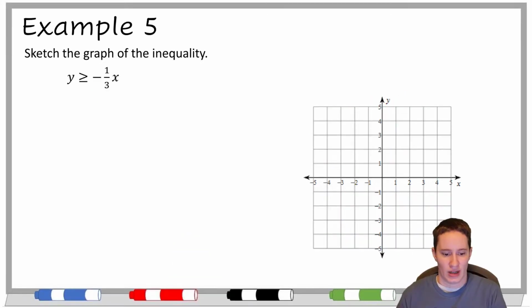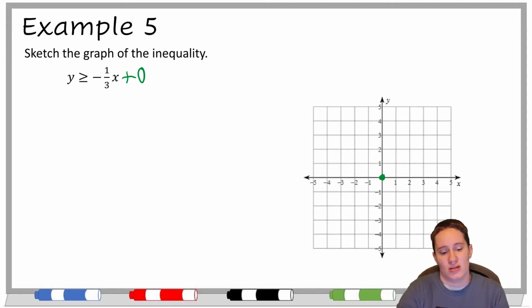All right, example 5. We've got greater than or equal to. So equal to is going to be a normal line. We've got greater than, so we're going to shade above. We do have an x and a y, but we don't have a y-intercept. So let me just remind you that that would be a +0 at the end. And so our y-intercept is at 0.